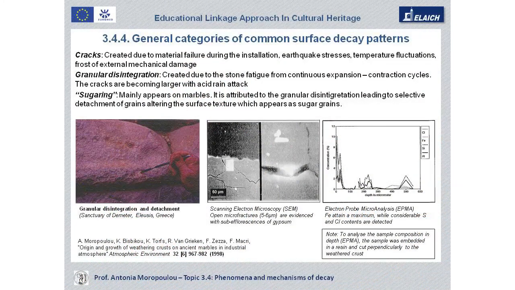Surface decay patterns are related to the air pollution or the marine atmosphere attacking the material surface. Granular disintegration and detachment is the output, and as we can see here in the sanctuary of Demeter in Eleusis in Greece, the marble surfaces are suffering from a sugaring phenomenon, which is observed in the scanning electron microscope as open microstructures evidenced with subefflorescence of gypsum. This is proved by electron probe microanalysis to be a chemical result as well.